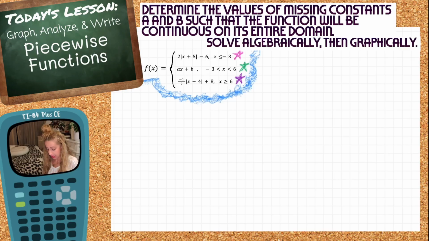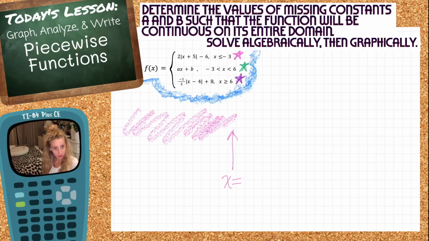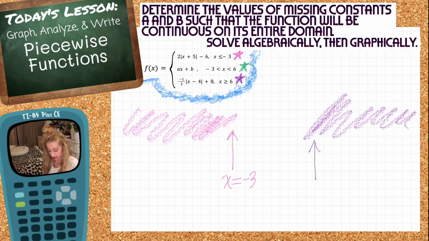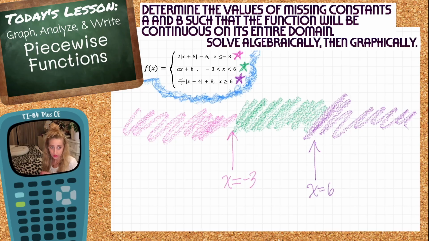What we need to understand is that on this graph, the pink graph is going along until the x value of -3. Then the purple graph happens later on, and it starts at x equals 6. And what we want to figure out is what this green graph needs to be as a line in order to connect where the pink graph ends with where the purple graph starts.